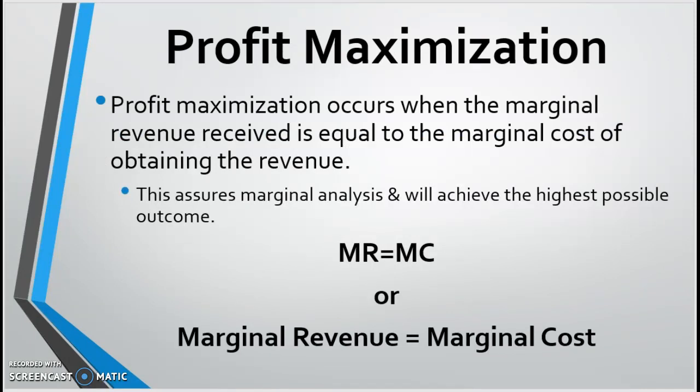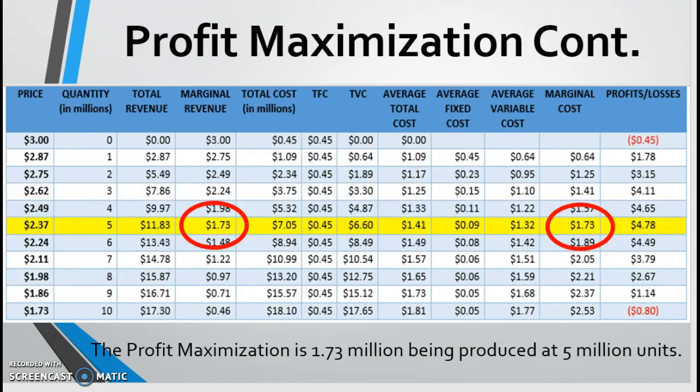Now, profit maximization. Profit maximization occurs when the marginal revenue received is equal to the marginal cost of obtaining the revenue. This assures marginal analysis and will achieve the highest possible outcome. MR equals MC, or marginal revenue equals marginal cost. From the table here, we can see that the profit maximization number is 1.73 million being produced at 5 million units. These are outlined with the red circles here and here, as well as an outline in yellow here. So this is the profit maximization.